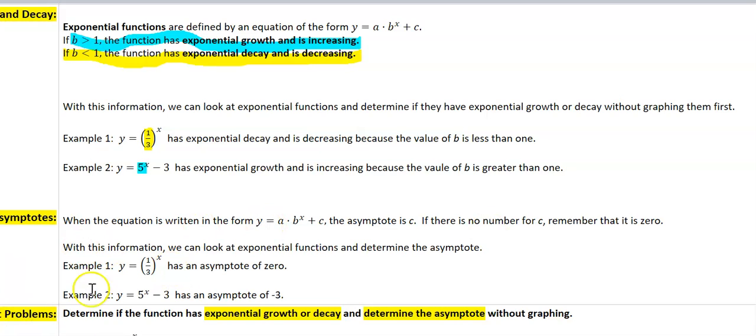So in this example down here, again, I have y is equal to 1/3 raised to x. Because it doesn't have plus or minus anything, our asymptote is 0. But in example 2, y is equal to 5 raised to the x minus 3. Minus 3 is our c value, so the asymptote is a negative 3.